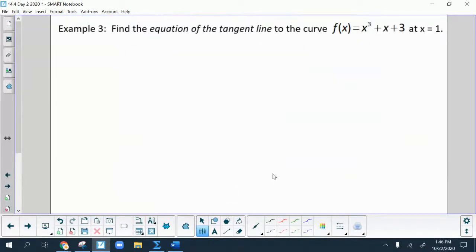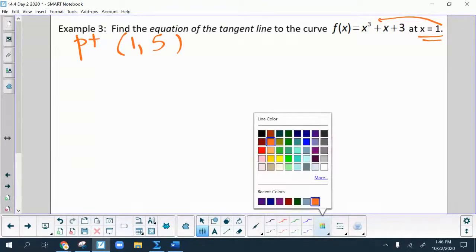All right, so now this one is one step farther. We want to find the equation of the tangent line to the curve. So I'm going to actually be writing a line, which means I need a point. And I already know that the point is supposed to start at x equals 1. And so I'm going to substitute 1 into this function here to figure out what the y value is. So I get 1 plus 1 plus 3 is 5. So that's the point I'm going to use. I'll use point slope form in a minute.